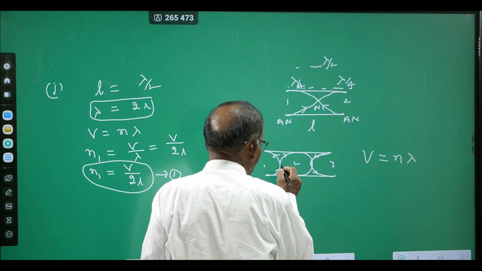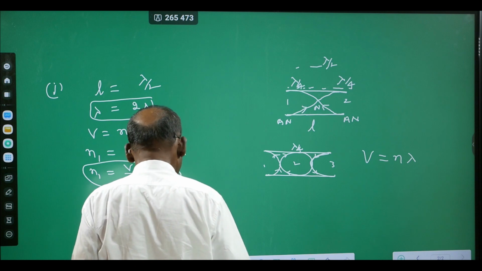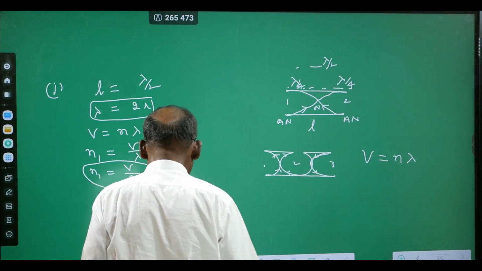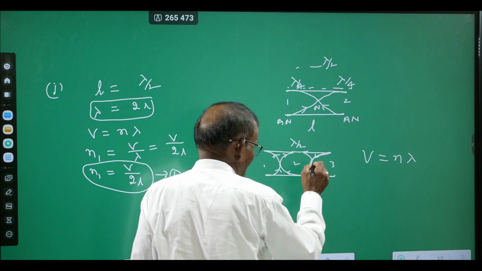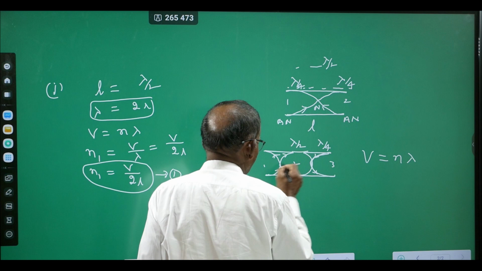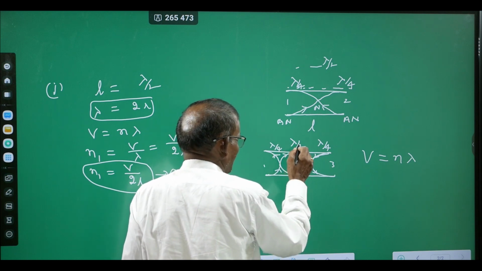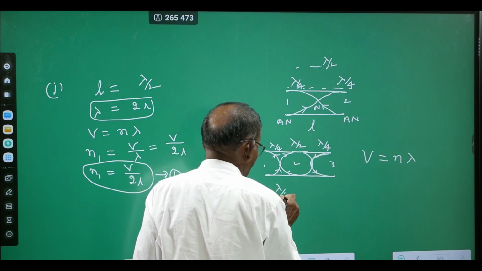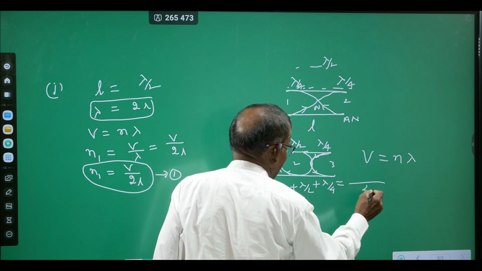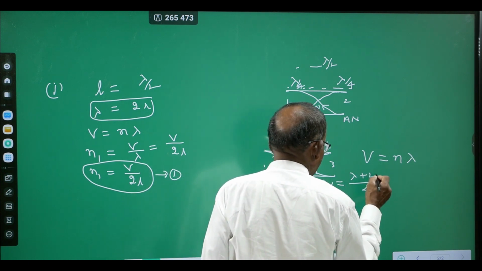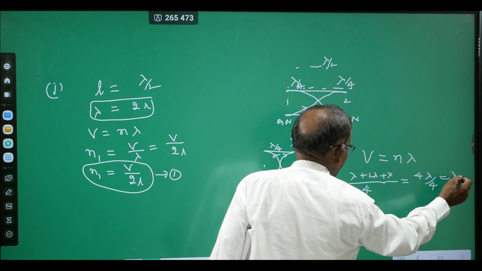So the distance between a node and a node is lambda by 2. The distance between a node and an antinode is lambda by 4, and here the distance between an antinode and a node is also lambda by 4. Lambda by 4 plus lambda by 2 plus lambda by 4. Taking 4 as the LCM, lambda plus 2 lambda plus lambda, which is equal to 4 lambda by 4. This is equal to lambda.